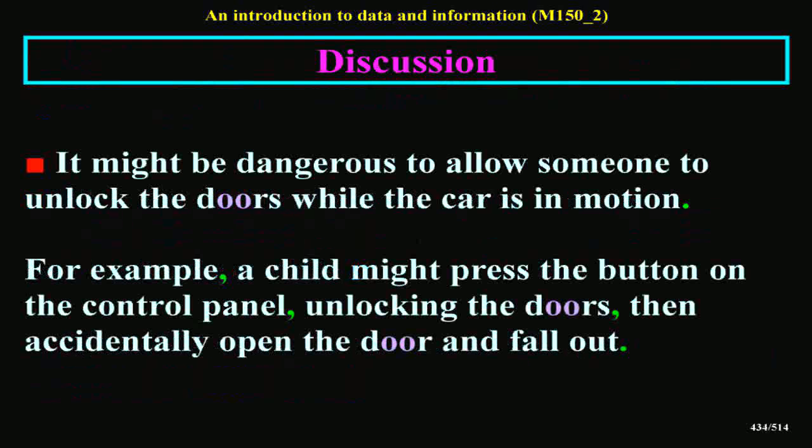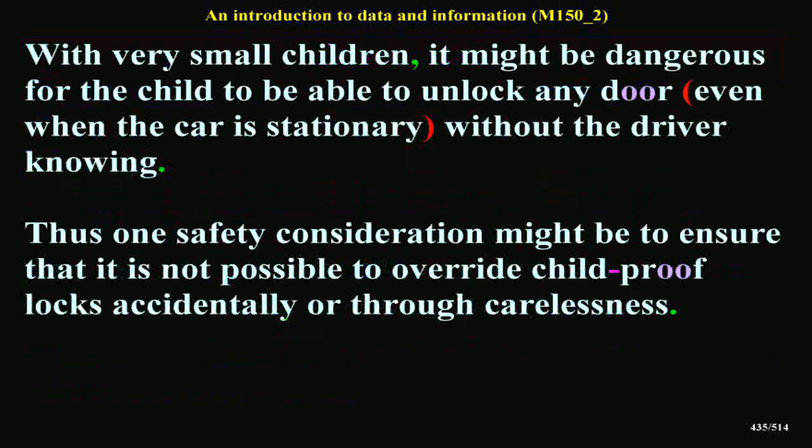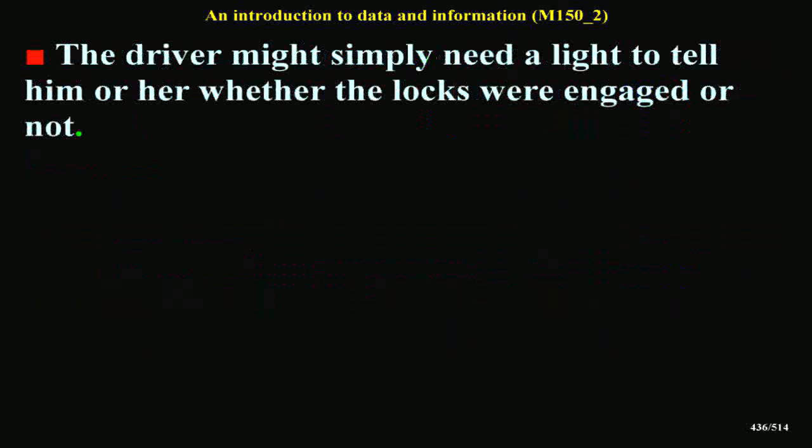Discussion. It might be dangerous to allow someone to unlock the doors while the car is in motion. For example, a child might press the button on the control panel, unlocking the doors, then accidentally open the door and fall out. With very small children, it might be dangerous for the child to be able to unlock any door even when the car is stationary without the driver knowing. Thus, one safety consideration might be to ensure that it is not possible to override child-proof locks accidentally or through carelessness. The driver might simply need a light to tell him or her whether the locks were engaged or not.